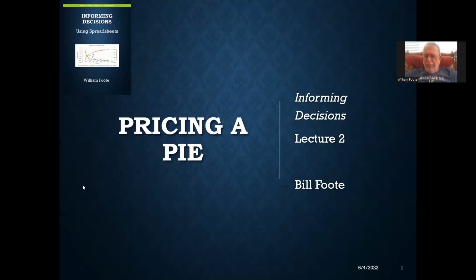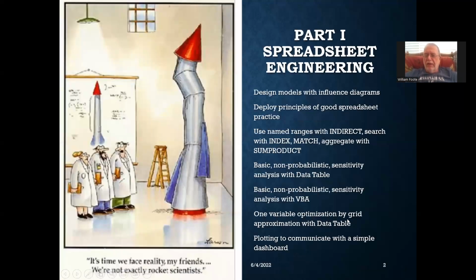As we move forward, let's see if I can get this thing to go forward. There we go. We're moving into the first part of 3. The parts are spreadsheet engineering, part 1, as you can see here. Part 2 is optimization.